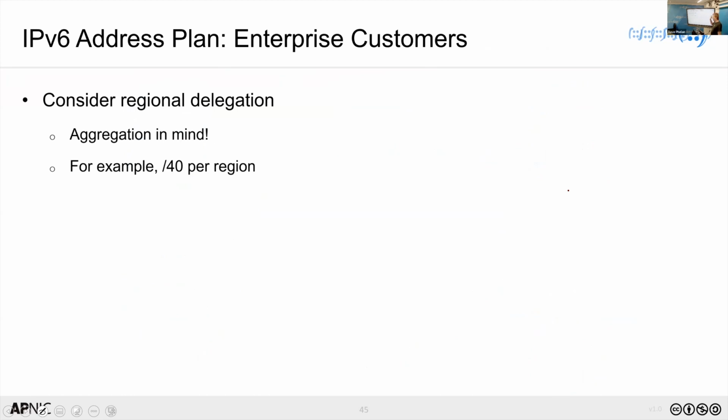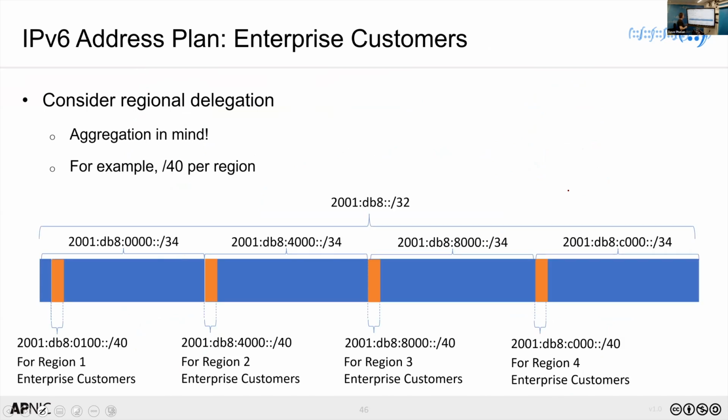So I've hammered on about this a fair bit. Think of aggregation, think of regional delegation. So for example, if we had a /40 per region, and because we're doing sparse allocation within here, we can chop these up. We could add on an additional /40 later on, and another /40 later on, and another /40 later on. We've got a lot of address space here within our /34s.